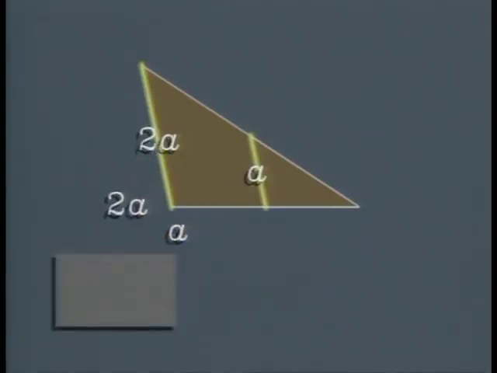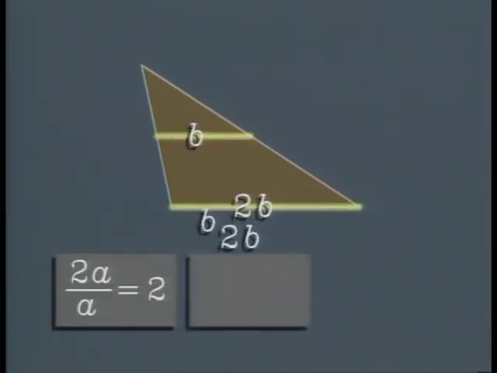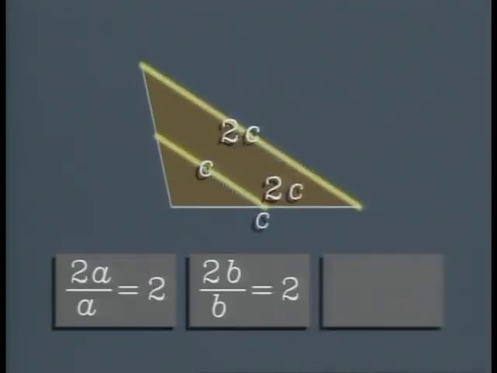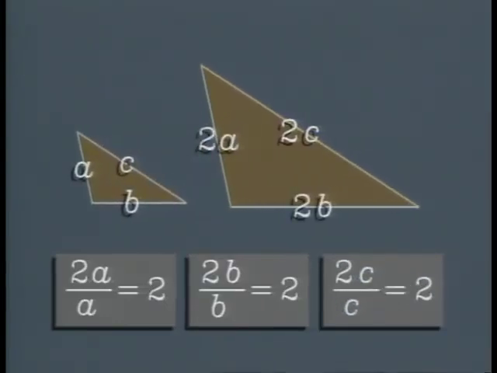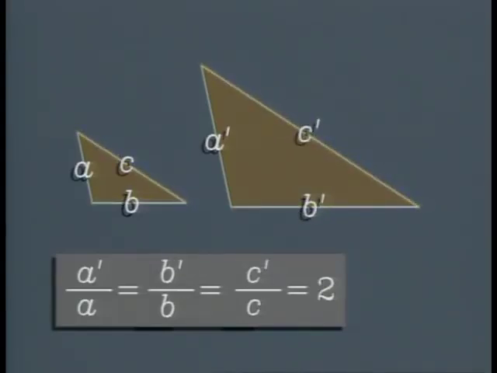The length of each side is multiplied by 2, so the ratio of the lengths is equal to 2. All ratios of lengths of corresponding sides are equal to 2. This ratio is called the scaling factor. Sometimes we indicate corresponding parts by using primes. For example, A prime corresponds to A, B prime to B, and C prime to C.